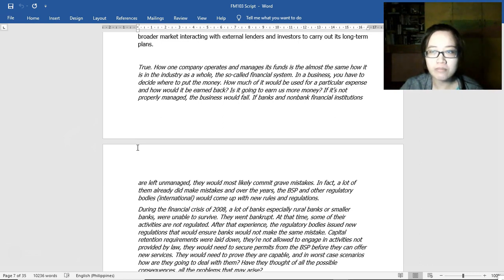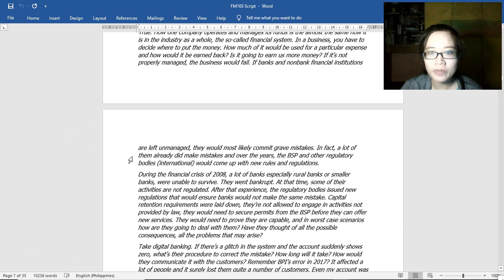So if banks and non-bank financial institutions are left unmanaged, they would most likely commit grave mistakes. In fact, a lot of them already did in the past and over the years. The BSP and other regulatory bodies, internationals, would come up with new rules and regulations. During the financial crisis of 2008, a lot of banks, especially rural banks or smaller banks, were unable to survive. They went bankrupt. At that time, some of their activities are not regulated, and after that experience, the regulatory bodies issued new regulations that would ensure banks would not make the same mistake.